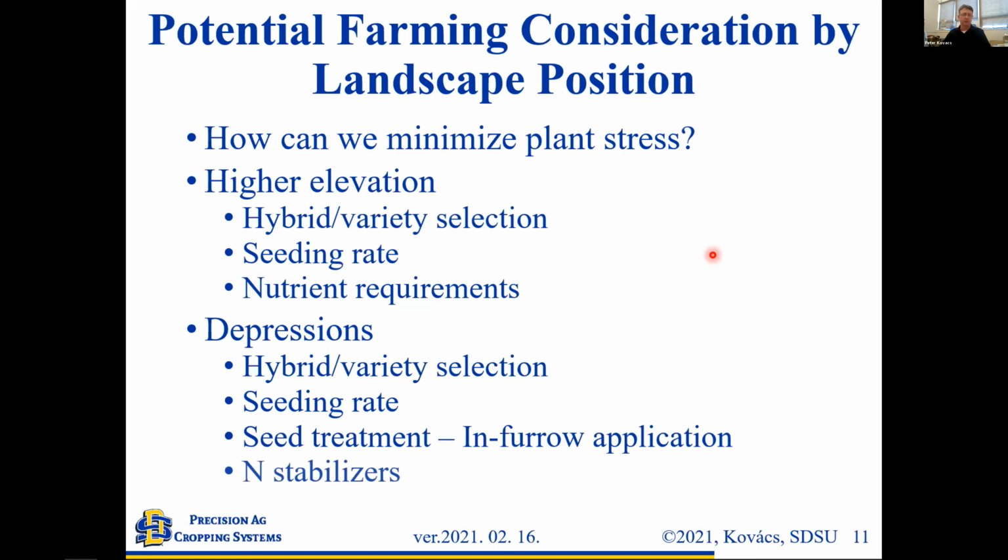If we think about nutrients, and especially nitrogen, where we would see more of the close to saturated or certainly higher moisture level soil conditions, would a nitrogen stabilizer make sense to apply on those areas, or accounting for some of the nitrogen losses from those lower depression areas?